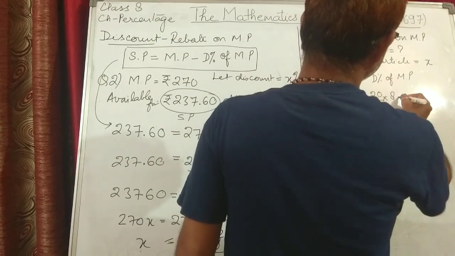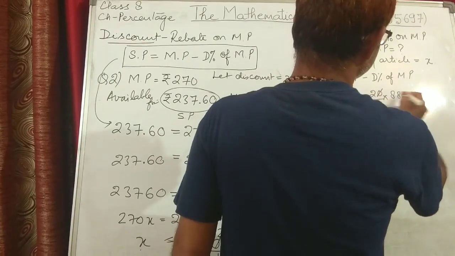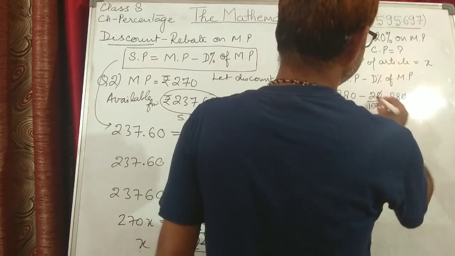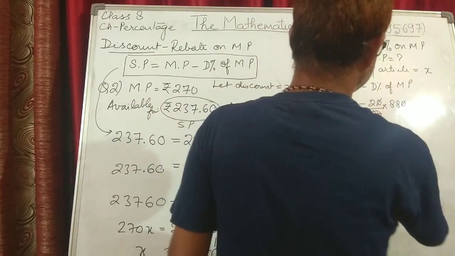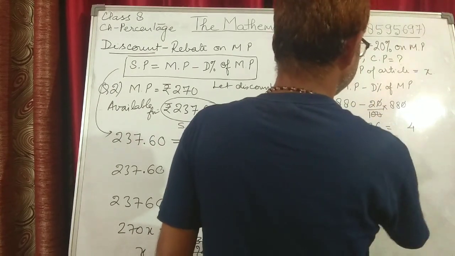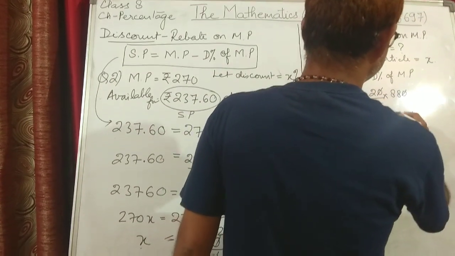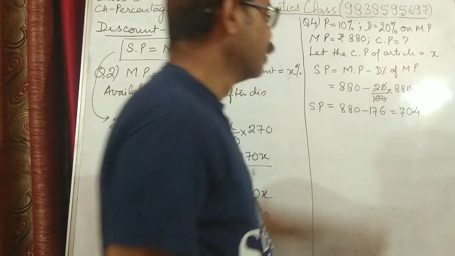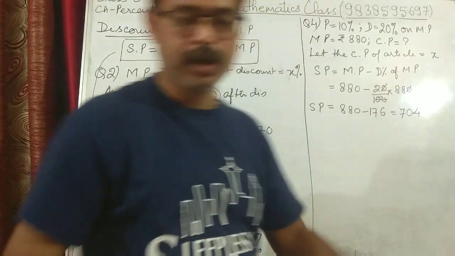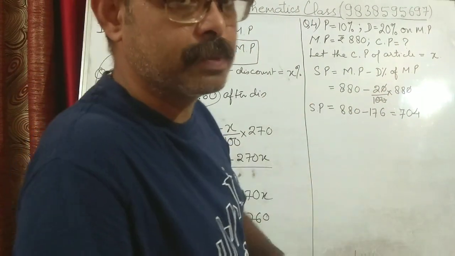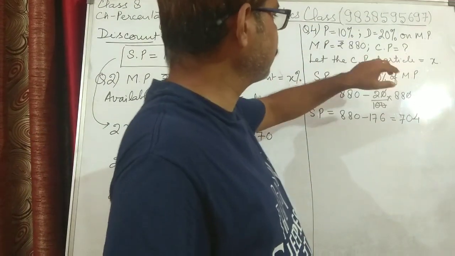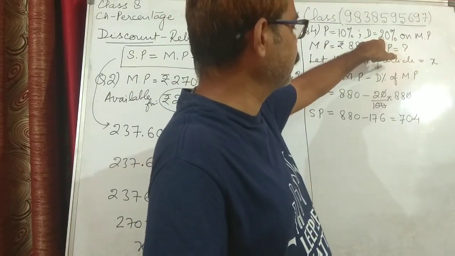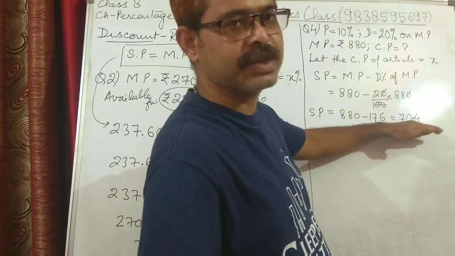20% of 880, 0 and 0 cancelled. It is 880 minus 8 16s, 176. So 10 minus 6 is 4, 7 minus 7 is 0, 8 minus 1 is 7. So selling price of that article is rupees 704. We calculated the selling price after discount: the mark price of the article is 880, and after giving a discount of 20%, the selling price is coming 704.